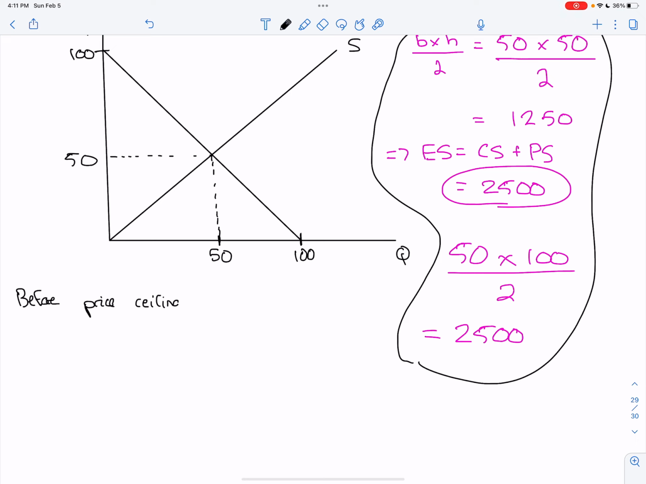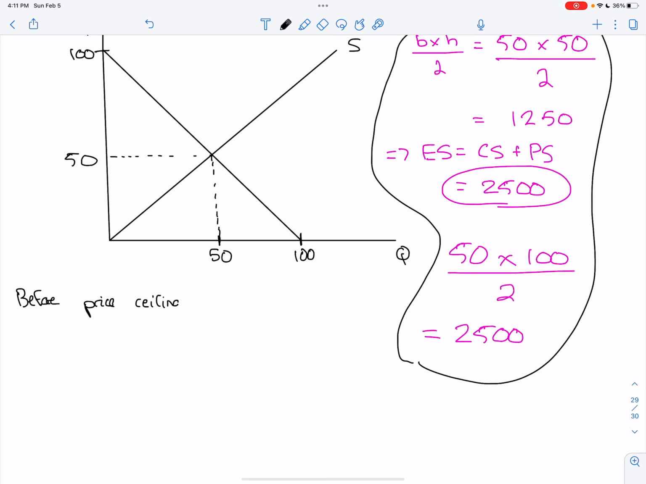Okay, now let's impose our price. Sorry, I kept saying price ceiling. Let's impose our price floor. Okay. Oh, you know what? This is a mistake. This should be price ceiling. I just wrote it wrong. Okay, sorry about that.